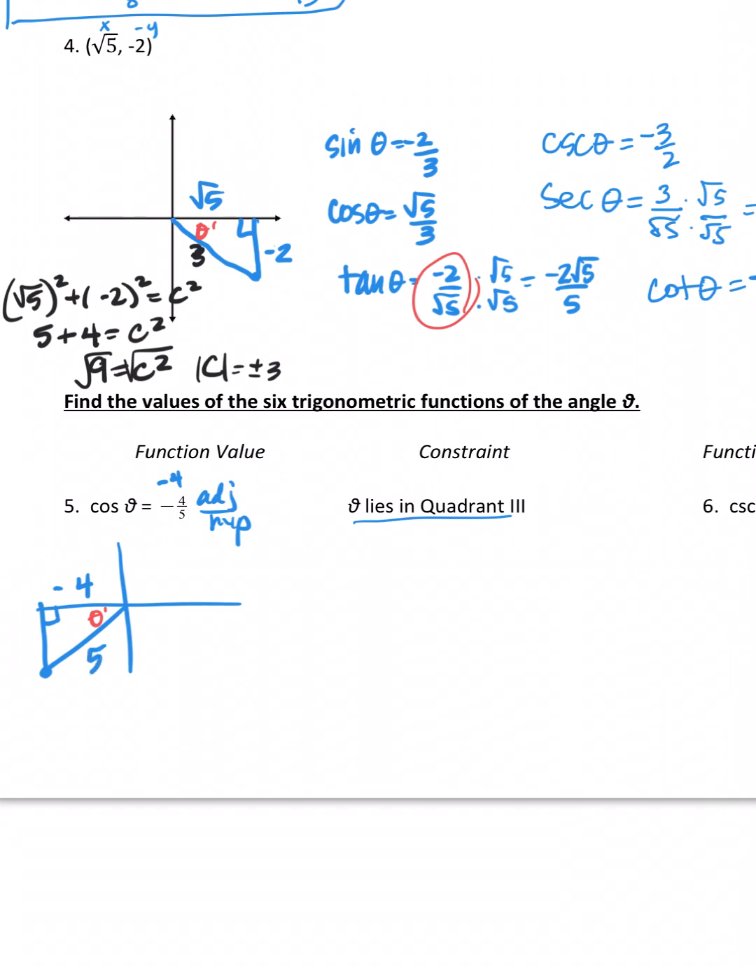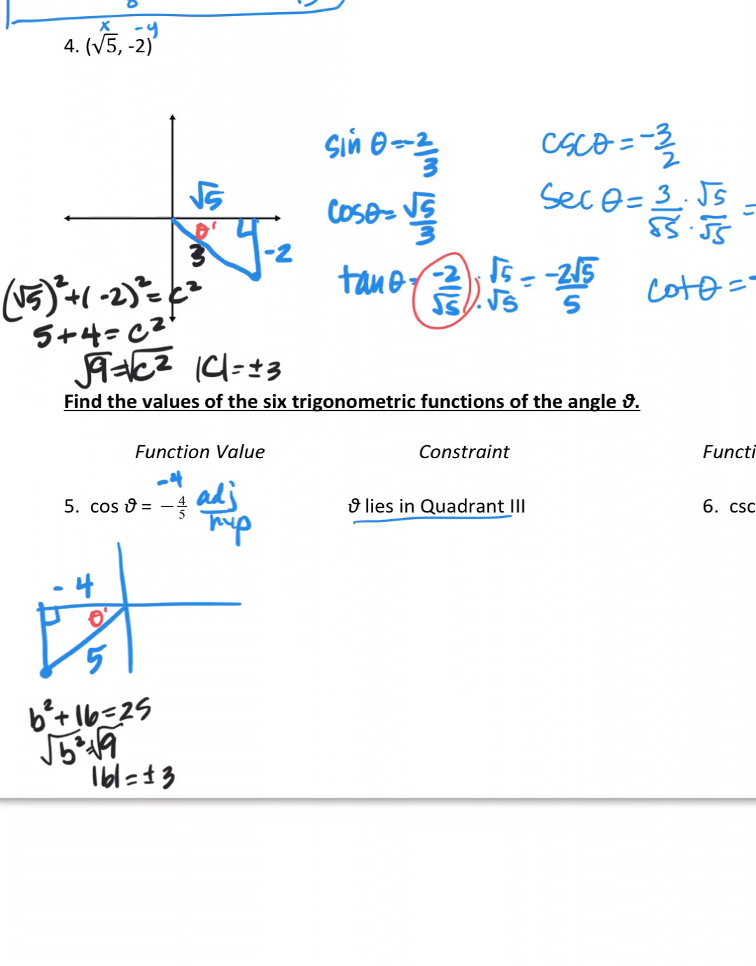Now my job is to find the missing side. So if I do some Pythagorean theorem, b squared plus 16, the other side squared, equals 25. So b squared would be 9, square root both sides. Absolute value of b is plus or minus 3. I know it has to be positive. Well, does it have to be positive? No, because it's not a hypotenuse on this one.